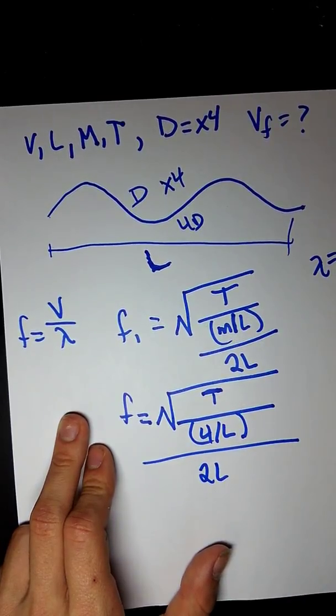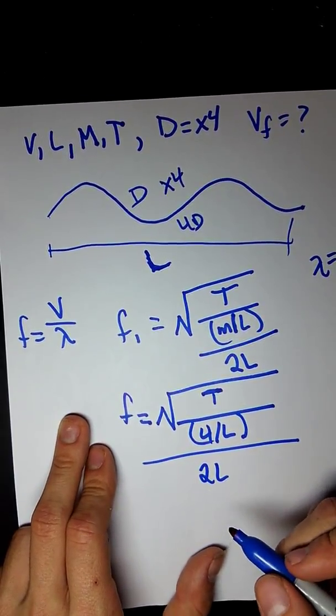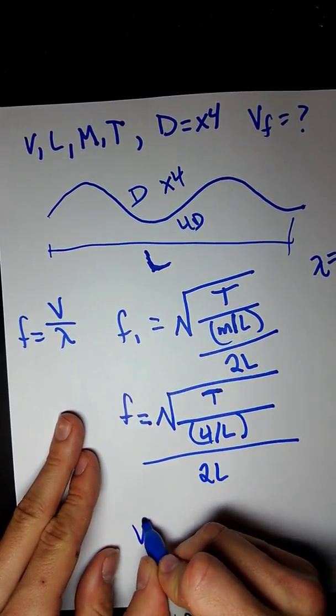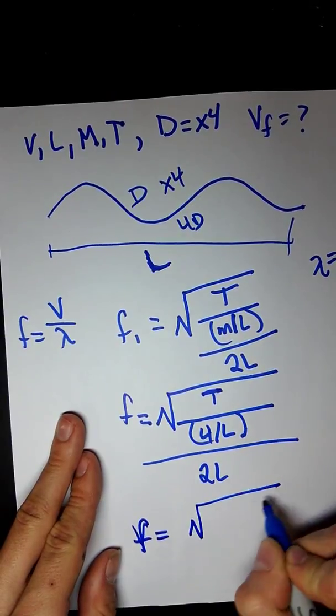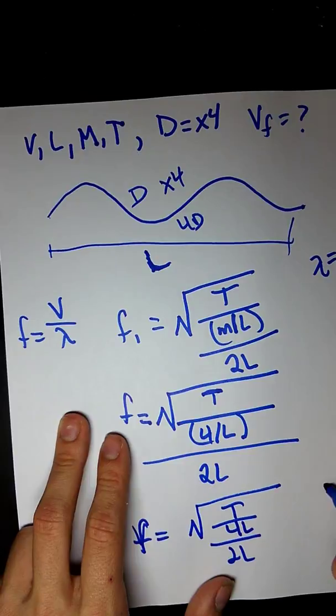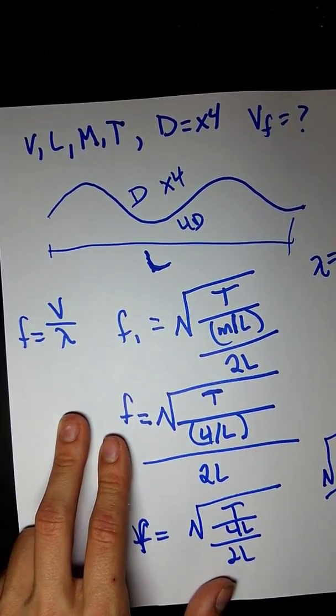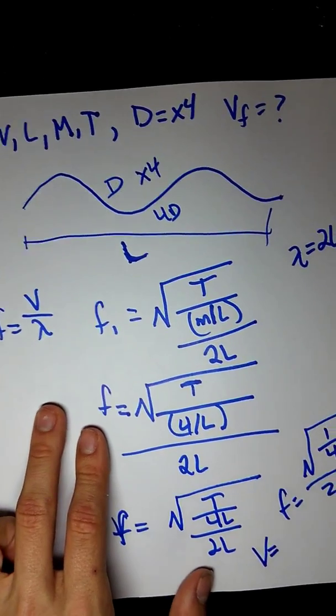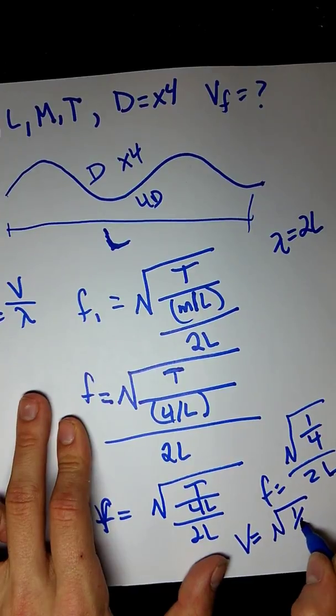In this case, it'd be length, not volume, okay, because it's linear density. So what happens here is I wind up getting frequency equal to the root of T over 4L, over 2L, and I get the root of 1/4 over 2L. So I get 1/4 over 2L is equal to my frequency. And now if I plug that into the velocity equation, I get velocity is equal to the root of 1 divided by 4, over 2L.